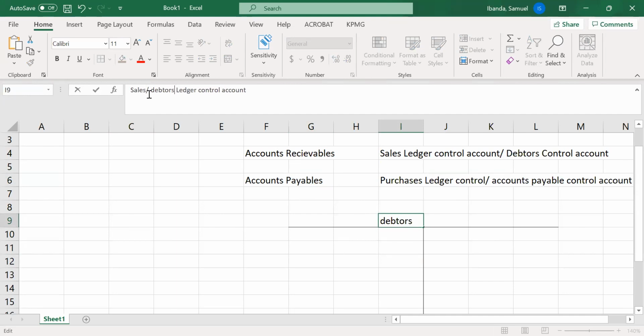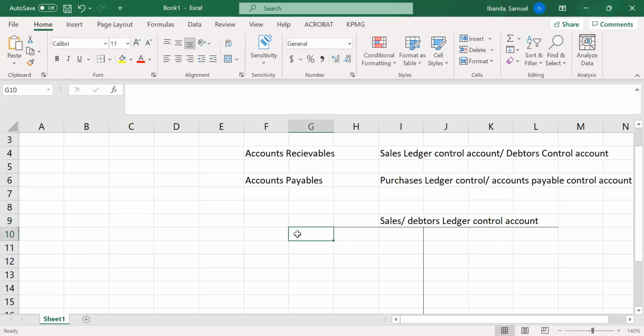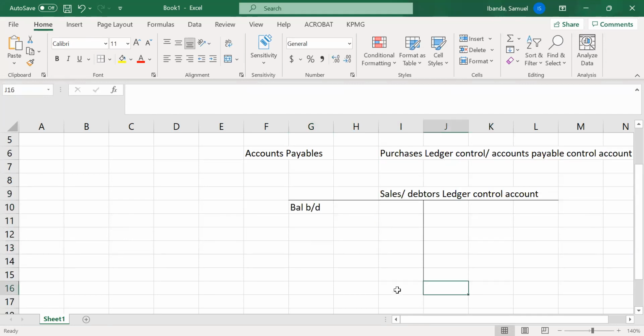So with this, we know that for the sales ledger, or debtors, as they might call it, the balance brought down is usually on this side, while the balance carried down is on the other side, because receivables are assets, and assets have a normal debit balance. So your balance brought down will always be here, and the balance carried down will always be here. In most cases, they'll give you these two values.